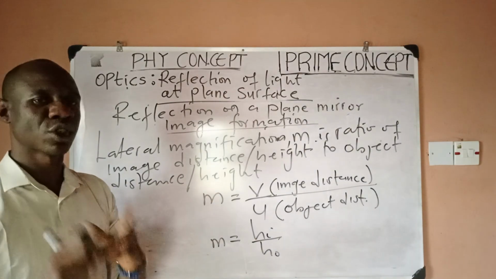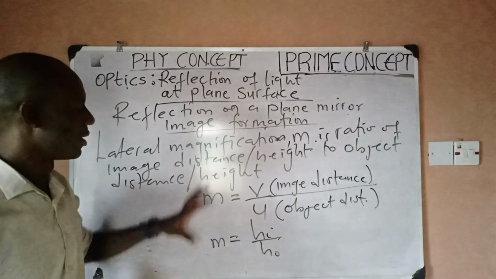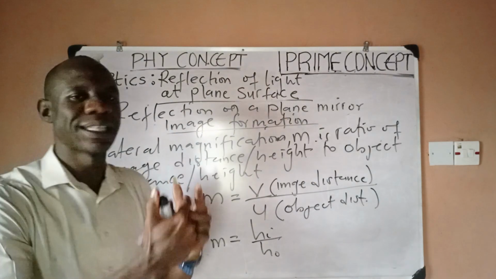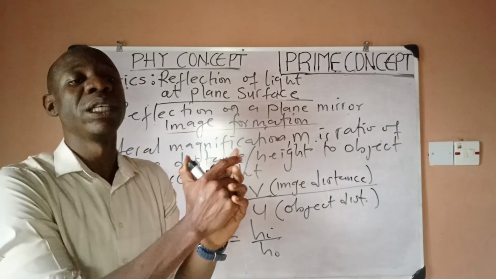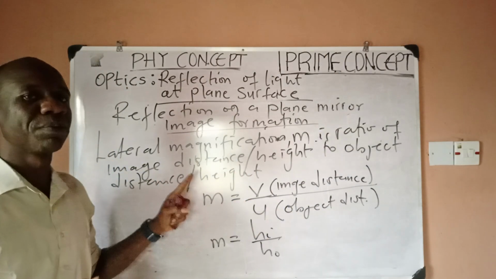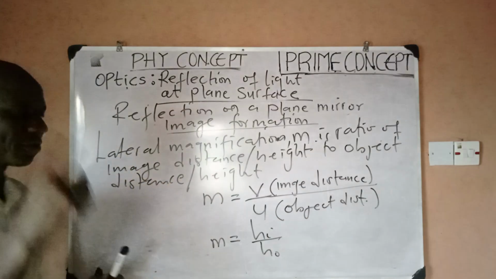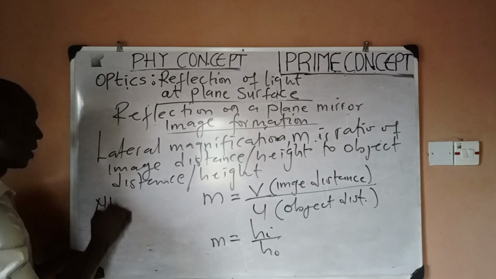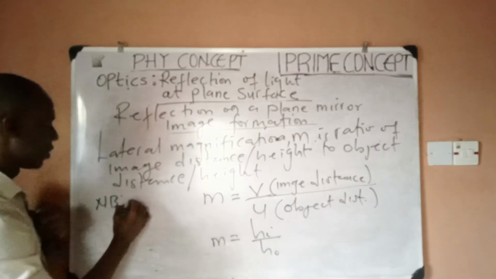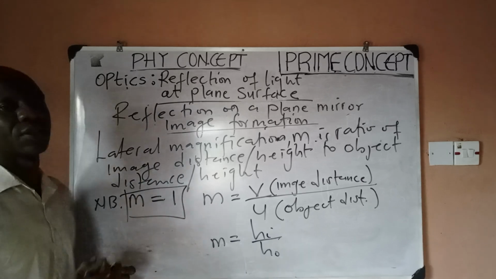And finally, what should you note about the magnification of a plane mirror? Very correct. You should know that since for a plane mirror, the object distance and image distance are always equal, it simply means that the magnification of a plane mirror is always going to be unity. Unity simply means 1. So for a plane mirror, M is always going to be 1. So you take note of this.